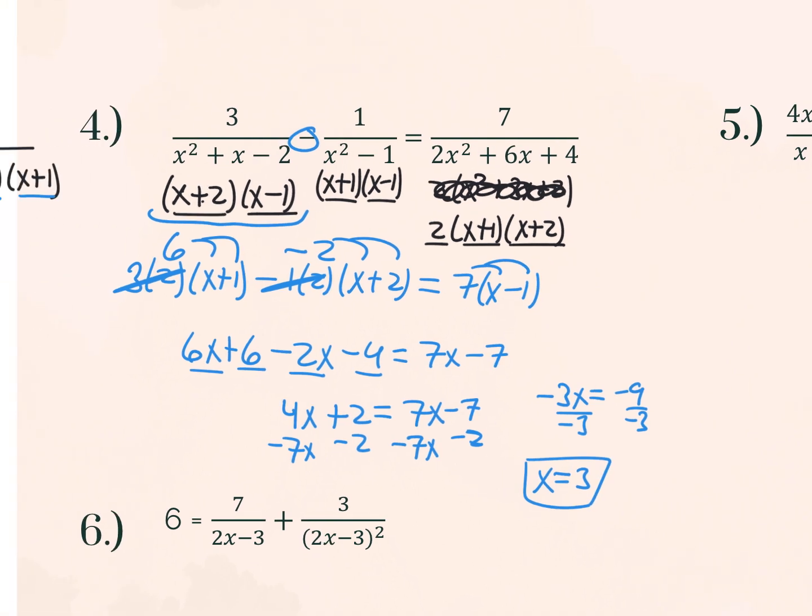All right, and if you check, there's nowhere in the denominator where if I plug in 3, I'm going to get 0 on the bottom. So this is a valid solution, right? So x equals 3 is my solution.